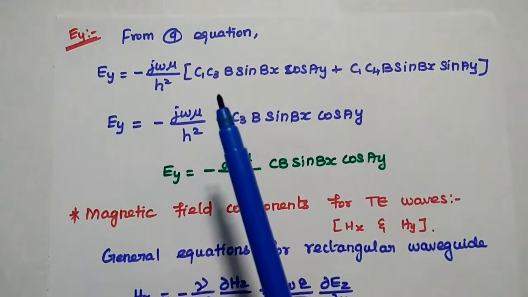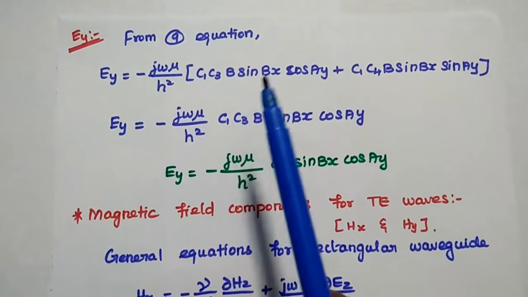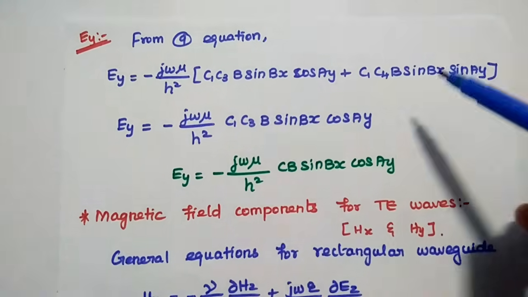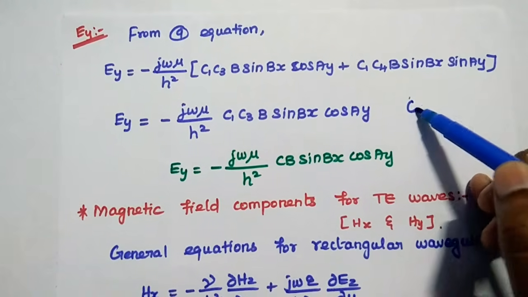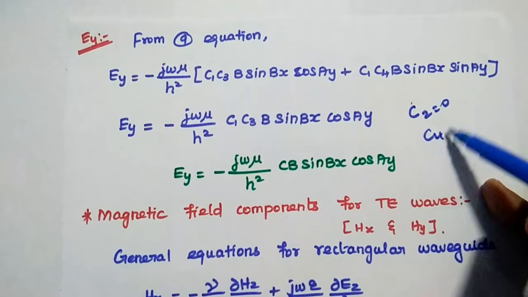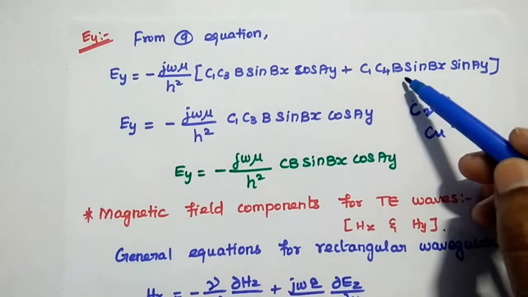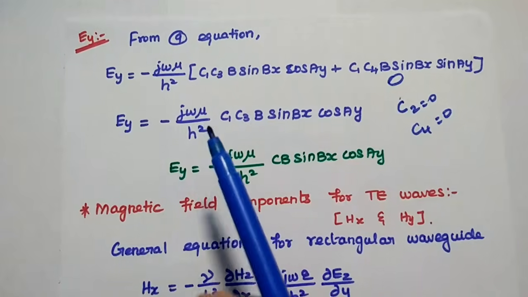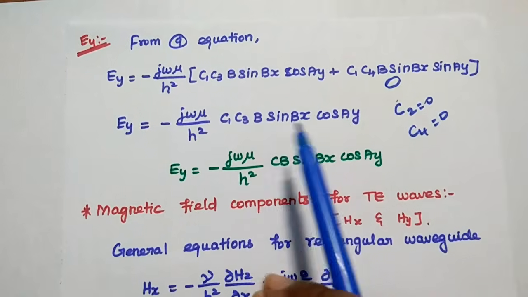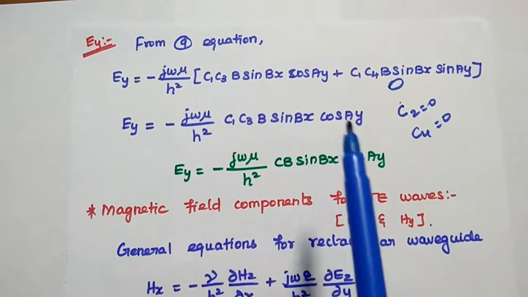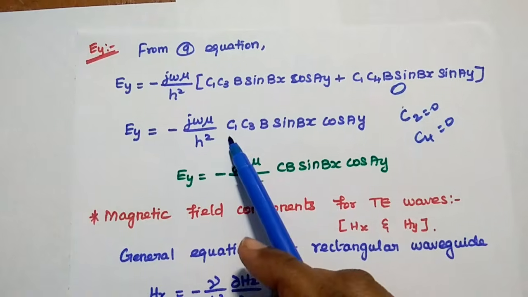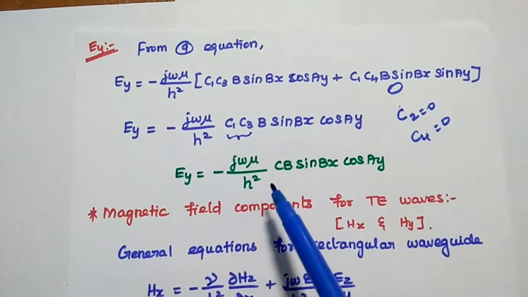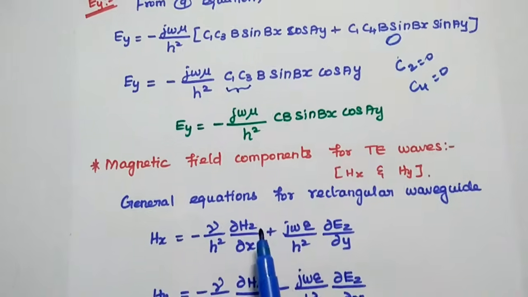Okay. Next we are going to find out the Ey value. For that we can consider the ninth equation. So this is the ninth equation. In this equation we are going to substitute the constant values C2 is equal to 0, C4 is equal to 0. So here C4 is equal to 0 means this term becomes 0. Then we can get minus j omega mu by h squared C1 C3 B sin Bx cos Ay. Okay, so here we can consider this C1 C3 as C, that is the common constant value.